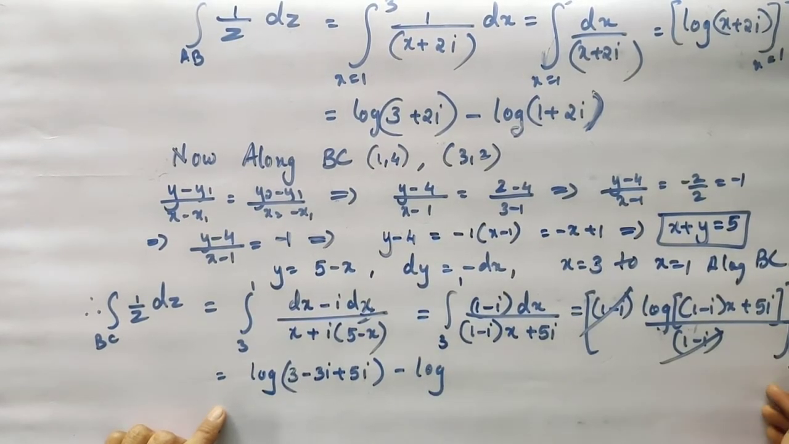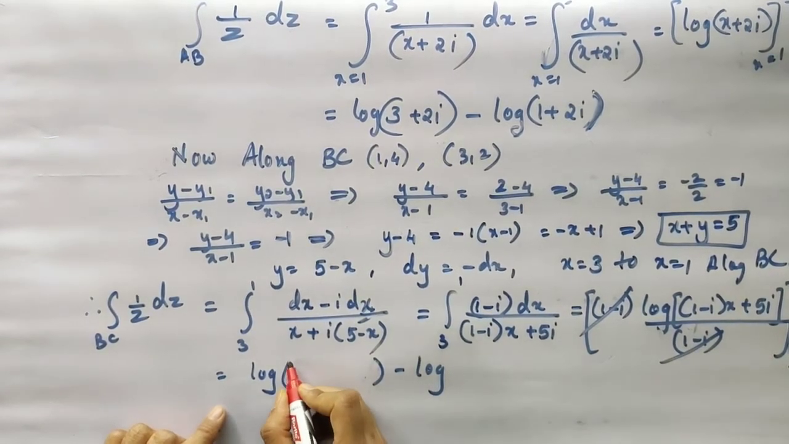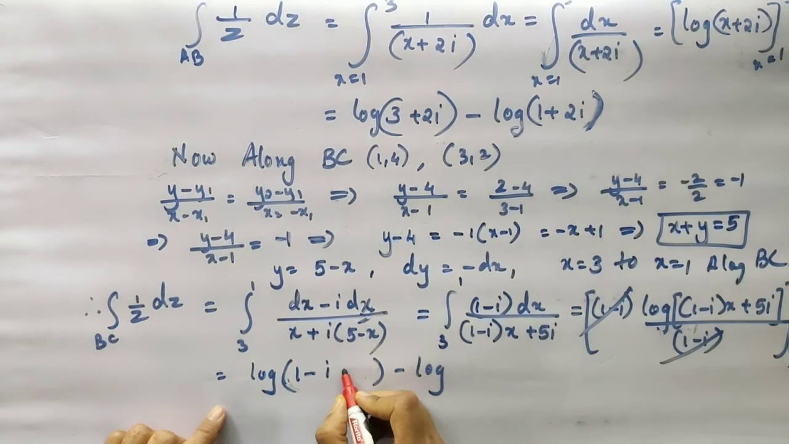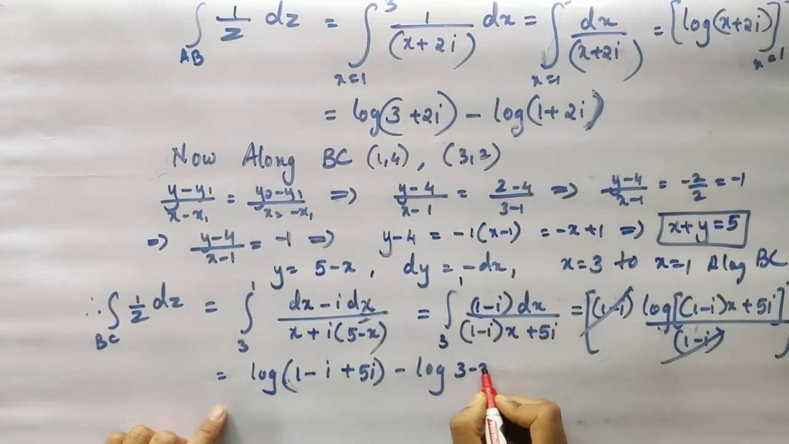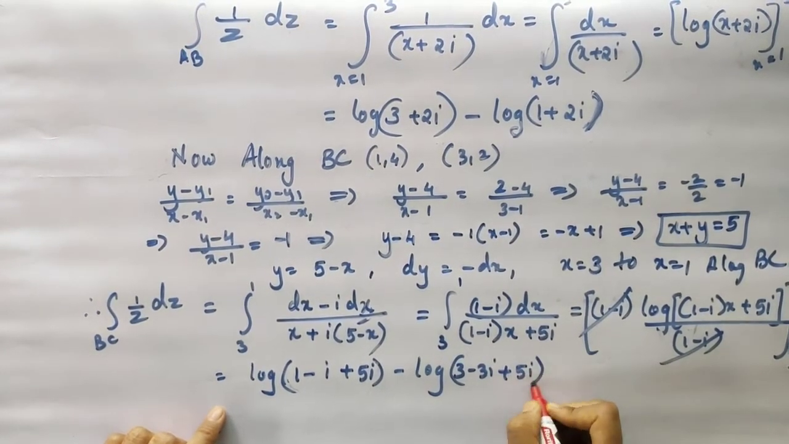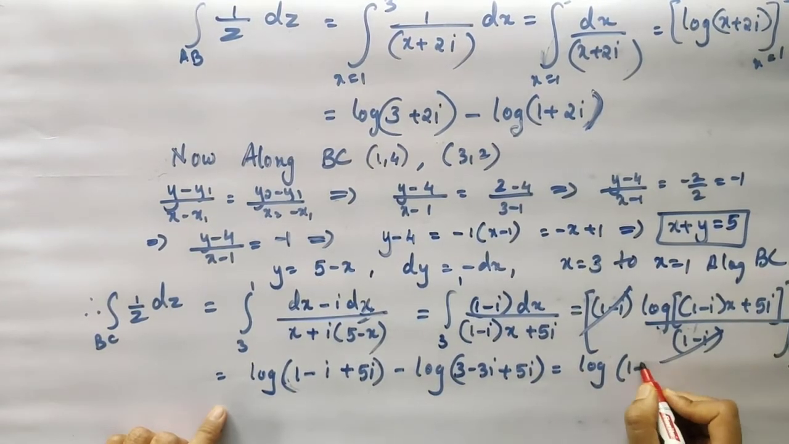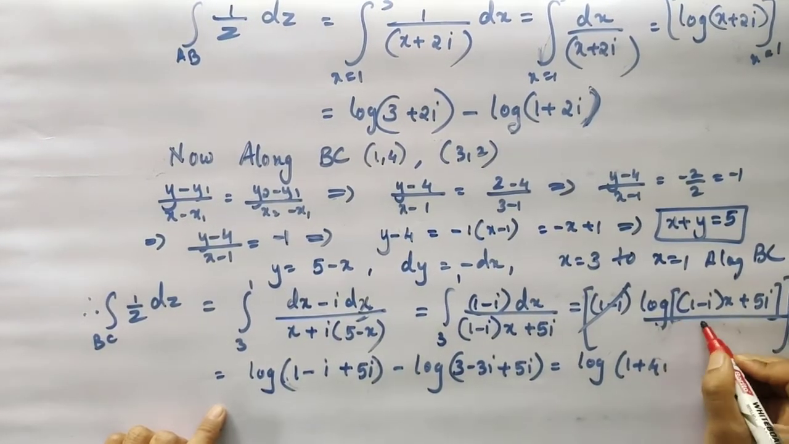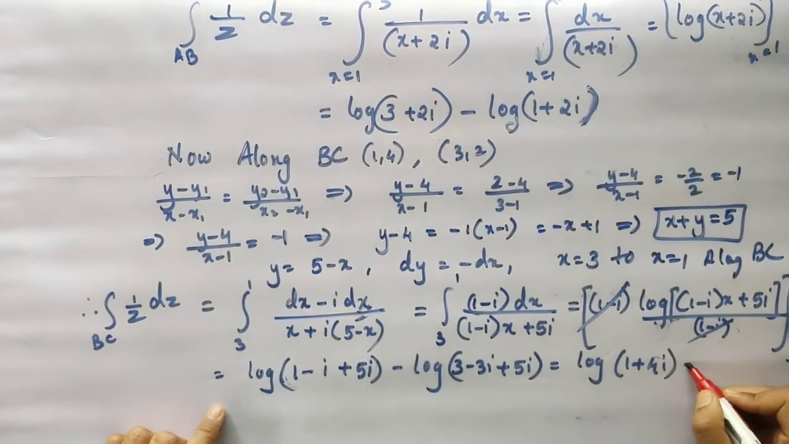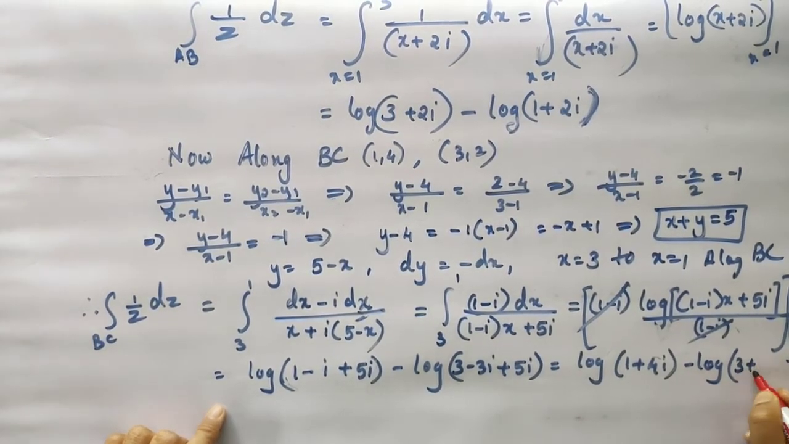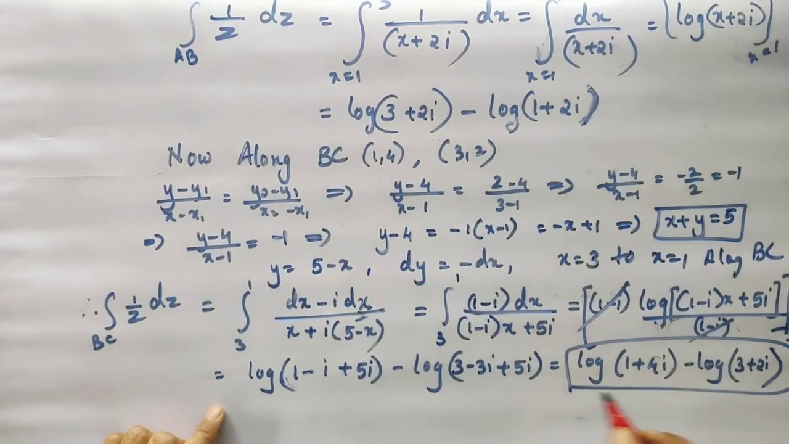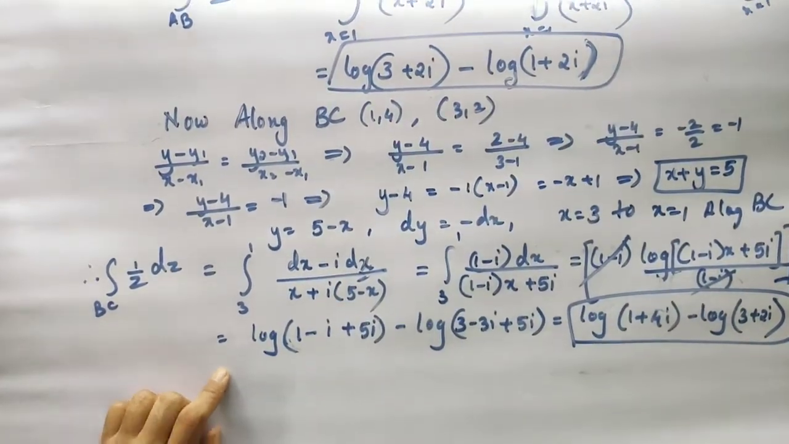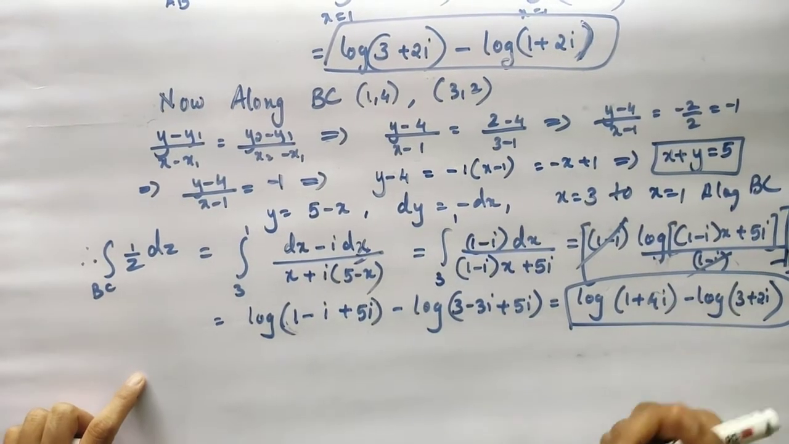Now if you put x is equal to 1, wait, I'll just change here. X is equal to 1, it will be 1 minus i plus 5i. And when you put 3, lower limit, so 3 minus 3i plus 5i. So that is log of 1 plus 4i minus log of 3 plus 2i. Okay, this is along BC. This was along AB. I'm just making my final answers clear so that I can directly add later.